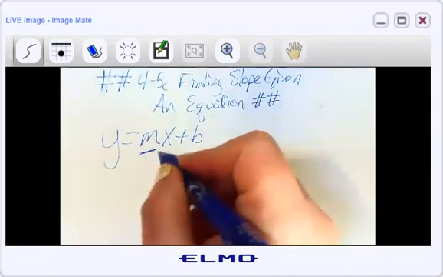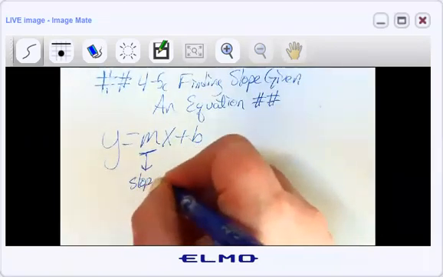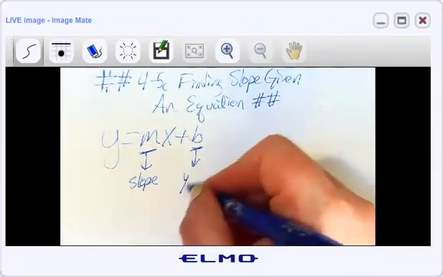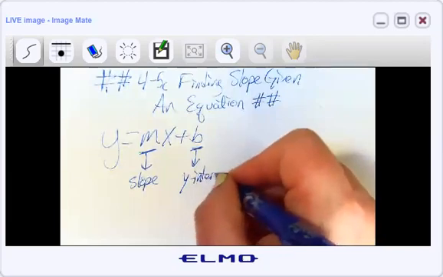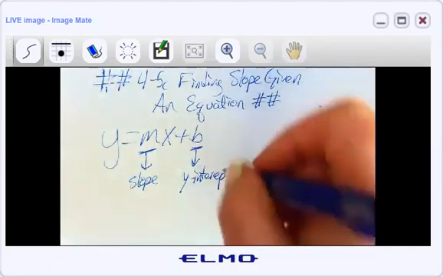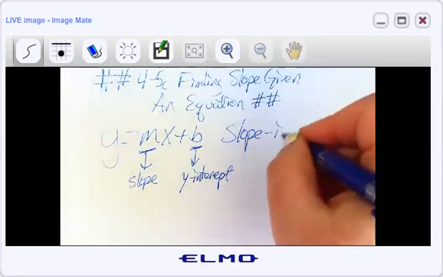That number right there is the slope. But then you also have other things in this. B is going to be your y-intercept. Hence why this is called the slope-intercept form, because those are the two bits of information that you're given when you have an equation written like this. So this whole thing is called slope-intercept form.